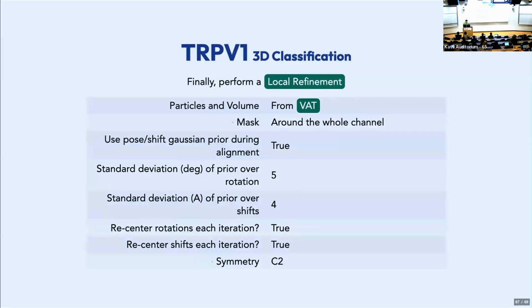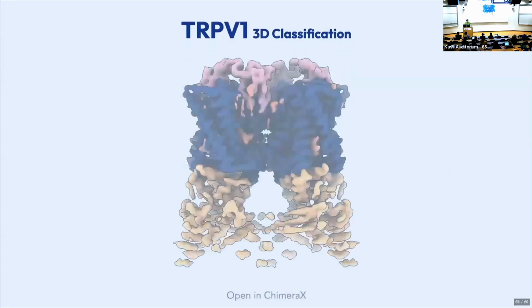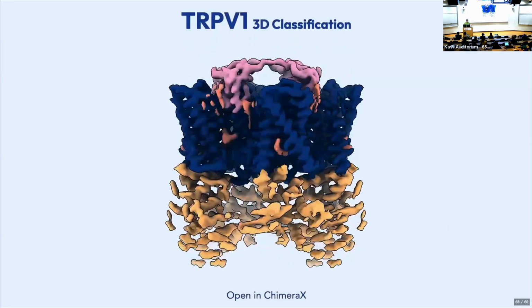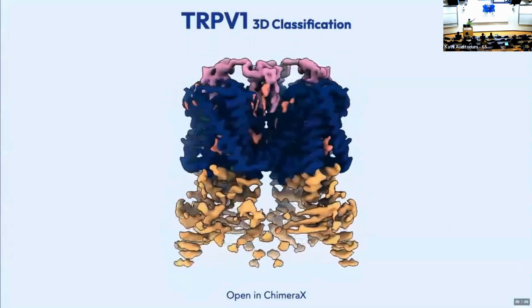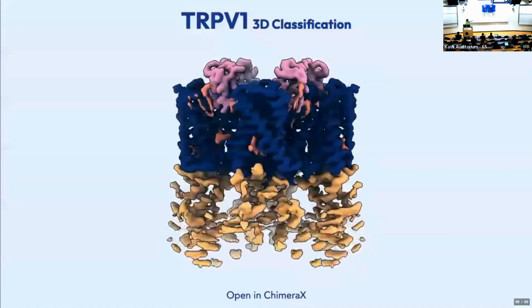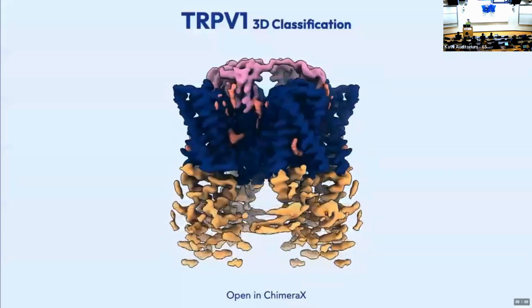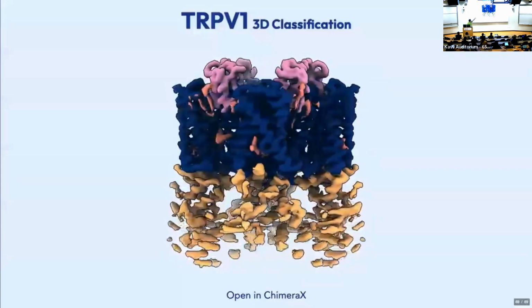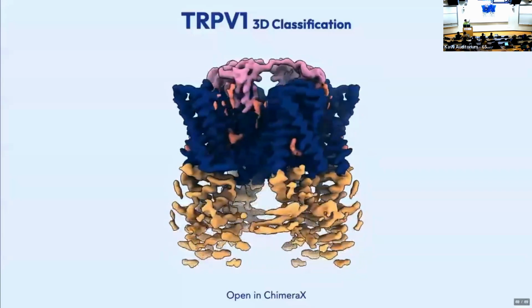We're setting all our usual local refinement settings. And then here I'll impose C2 symmetry, since it really does look like these channels are C2 symmetric with the linkers included. And here's the result, okay? So now you can see our ion channel looks great, just like it always did. The C-terminus looks maybe a little worse, but that's just the contour. If you change the contour, it looks okay. But now, if you look up at the top there in pink, you can see these really gorgeous linkers.